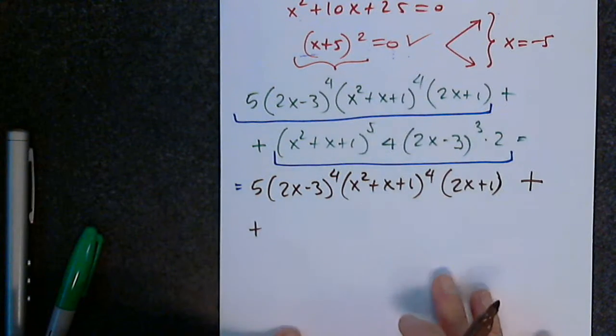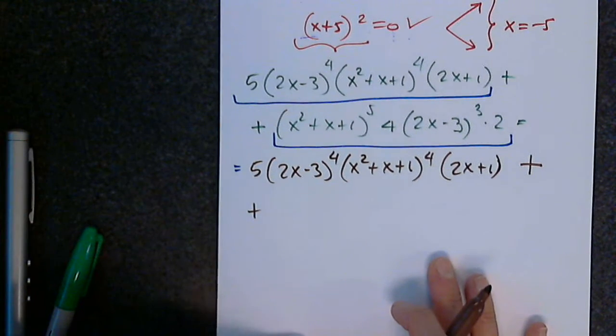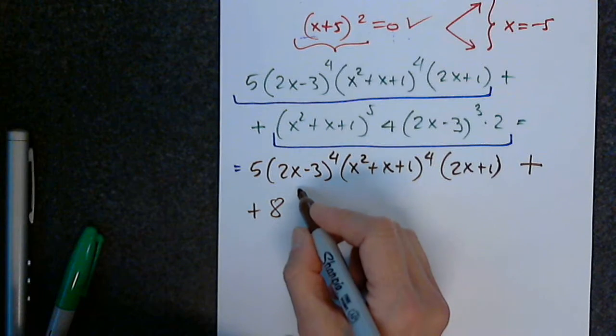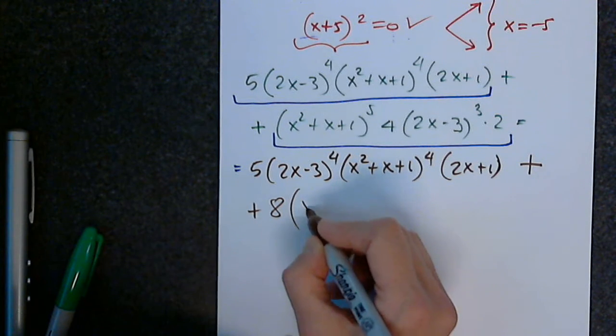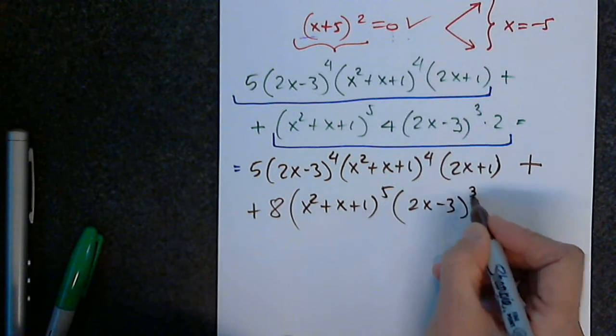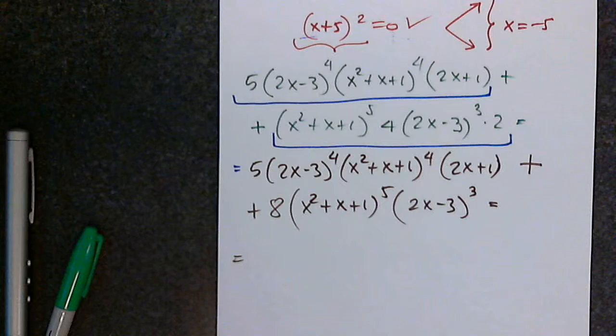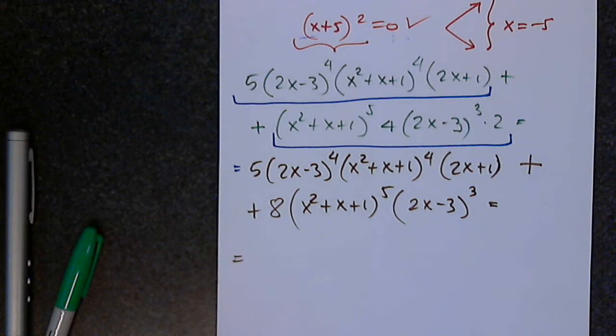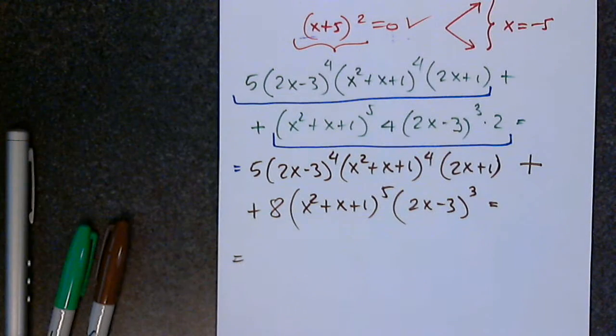Plus, can anyone dictate the second one? 8. Perfect. x squared. Very good. Plus x. Very good. Awesome. And then 2x minus 3 cubed. Only now I am ready to identify whether these two terms have common factors. Is it one common factor? Is it two? Is it three? None? What do you think? How many common factors, if the two have common factors, how many common factors do they have?